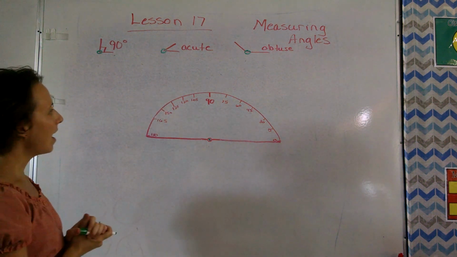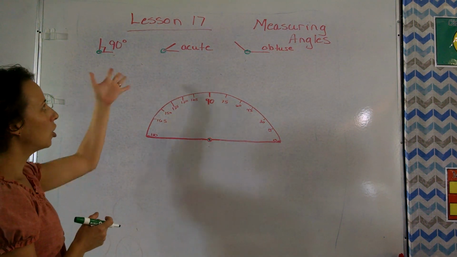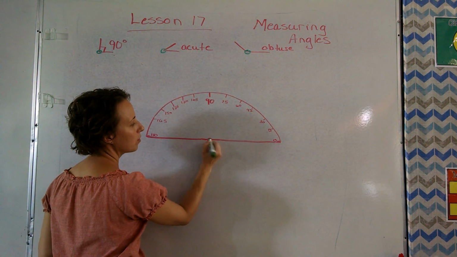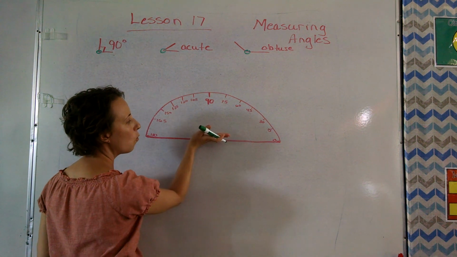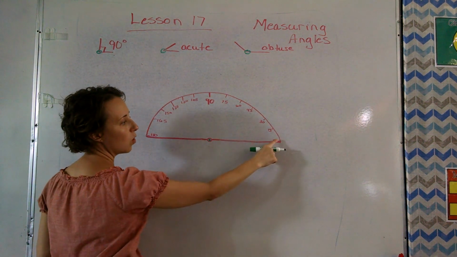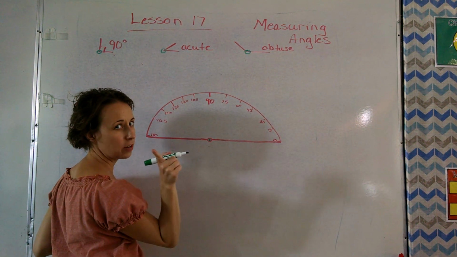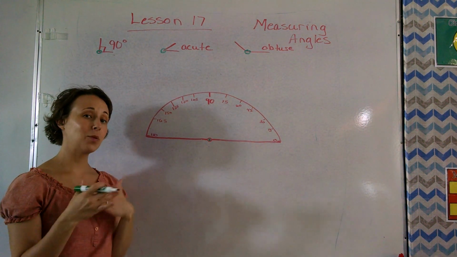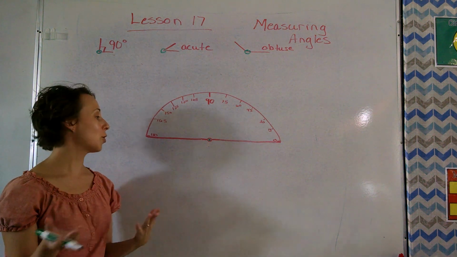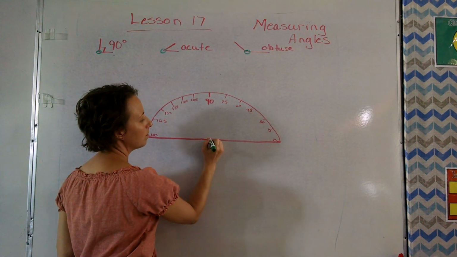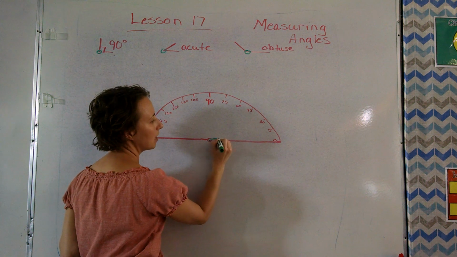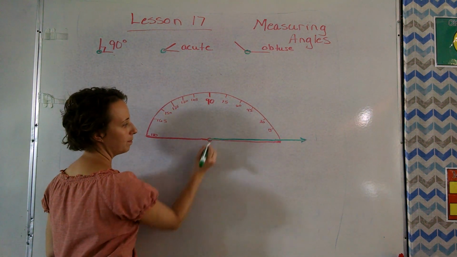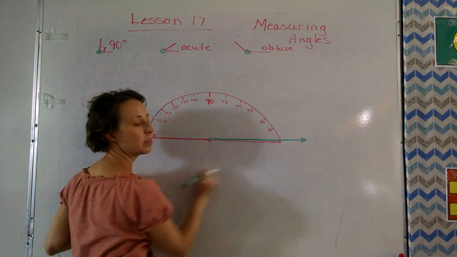Now, let's say I have an acute angle. Here we go. I put the point right there, and I'm going to line up one side of the angle with the 0. Got to find the 0. You must find the 0. When we get to class tomorrow, you'll see there's multiple numbers, and finding the 0 is really important. So here's my angle, and I line up the line underneath with the 0. Good. So the point's in the middle, and I lined up the line with the 0.